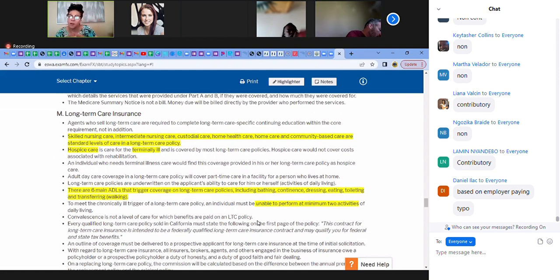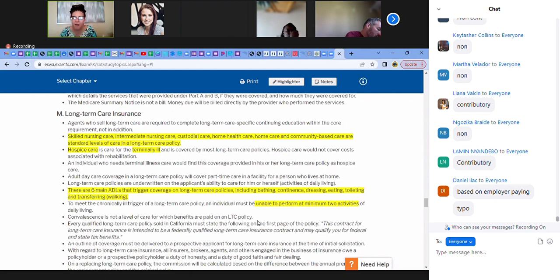Long-term care, remember we said, was a rider, a living benefit rider. You can have long-term care be standalone, or you can have it as a rider, which means if I have $500,000 of insurance and I pass away, it's a death benefit to my family. If I had a long-term care rider and I qualify for long-term care, they could pay the $500,000 out to my family if I qualify.